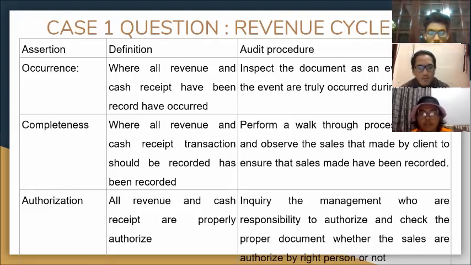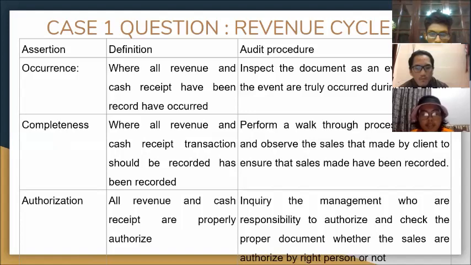First is occurrence. What is occurrence? All revenue and cash receipts that have been recorded have occurred. Inspect the documents as evidence that the events truly occurred. Next assertion, completeness. Definition: all the revenue and cash receipt transactions that should be recorded have been recorded. The audit procedure is to perform a walkthrough process on sales and observe the sales made by the client to ensure that sales have been recorded.